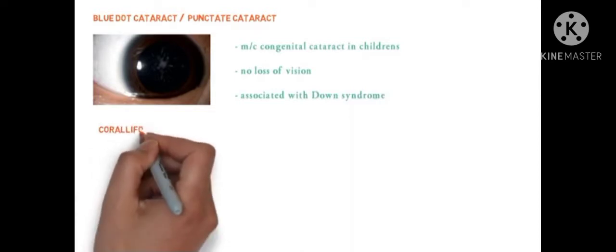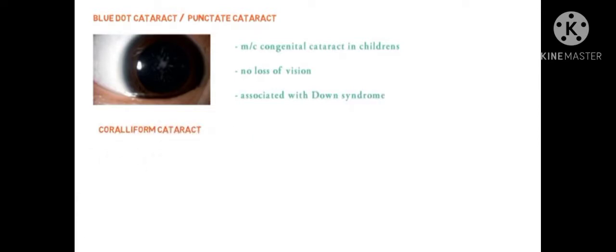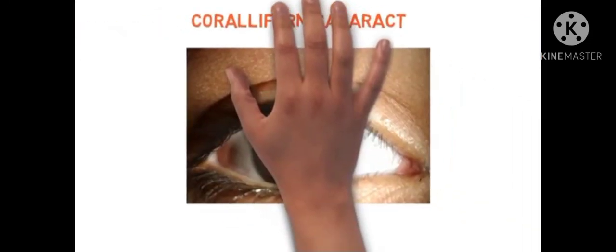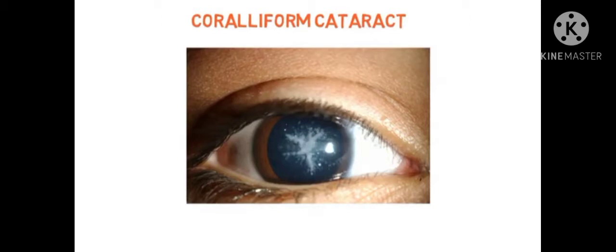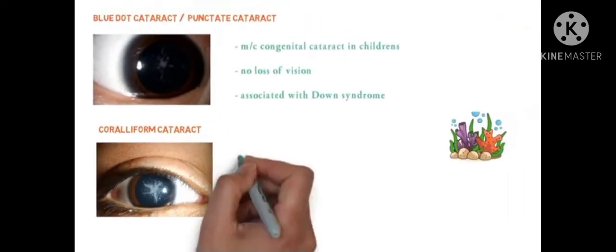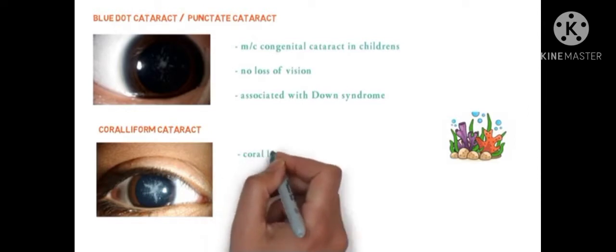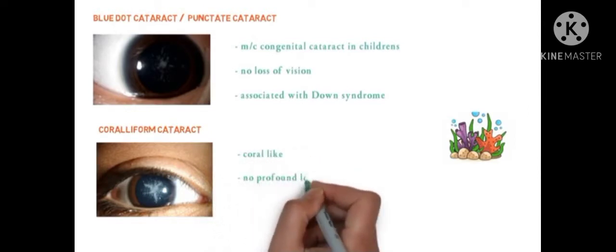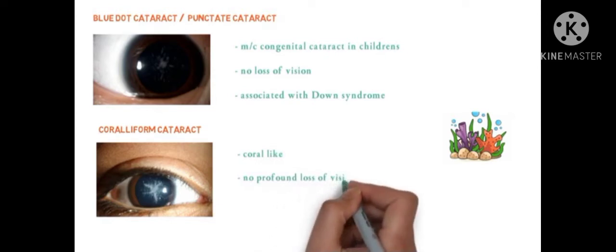Next is coralliform cataract. What is coral? Coral is found in oceans. And look over here. Here we have a structure which gives an appearance resembling coral, right? And that's why it is called coralliform cataract. And there is no profound loss of vision.